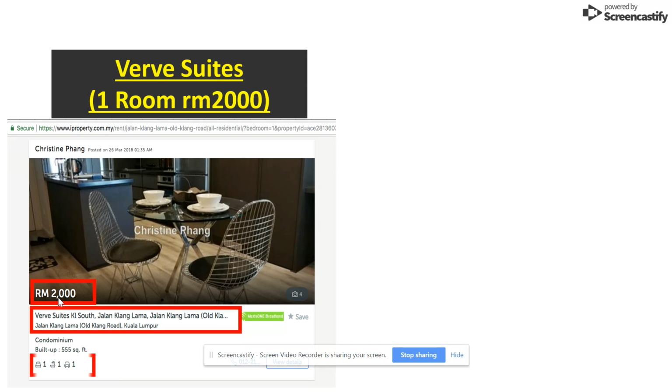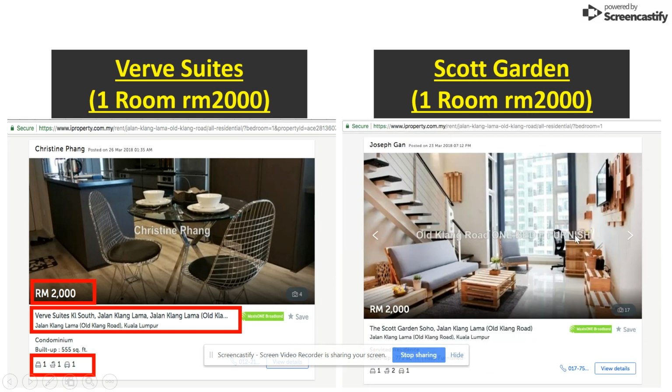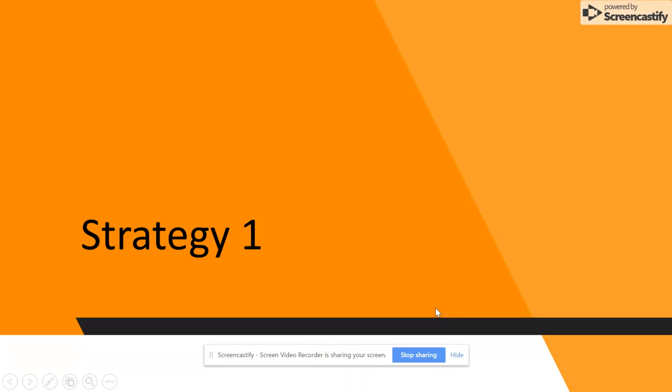There's another condo here by the name of Scott Garden. It's a mixed development. So let's look at the rate. It's easily 2,000 ringgit for one room, two bathroom and one bedroom. So real estate very much depends on creativity because it's like a business. Sometimes I can increase the rate by providing more value or more facilities in the room. For example, I add in Wi-Fi or I add in a car park, then I can increase the value of the rental.